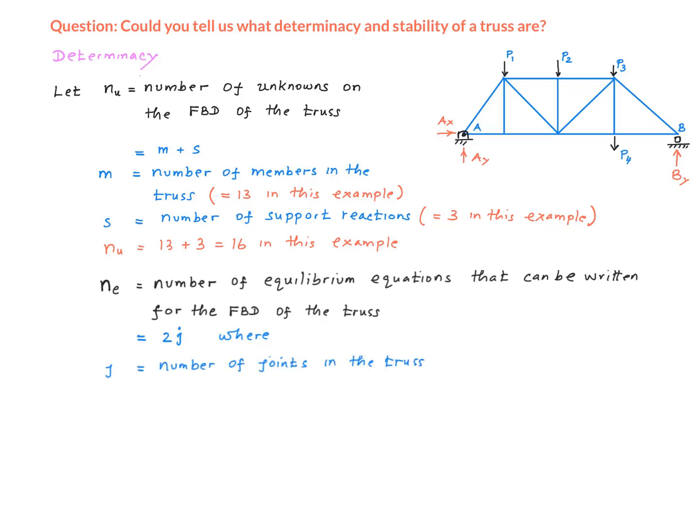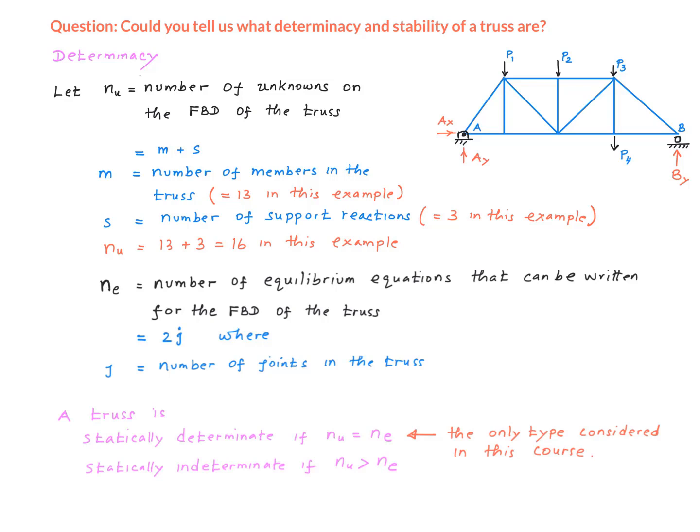Remember what we did in the cable systems, right? We'll take each particle and write down 2 force equilibrium equations, right? A truss problem is very similar to that. So you take each joint and you can write down 2 equilibrium equations for each joint, and therefore the total number of equilibrium equations you can write down would be 2 times j, where j is the number of joints in the truss. The definition of determinacy is based on these two numbers, n_u and n_e.